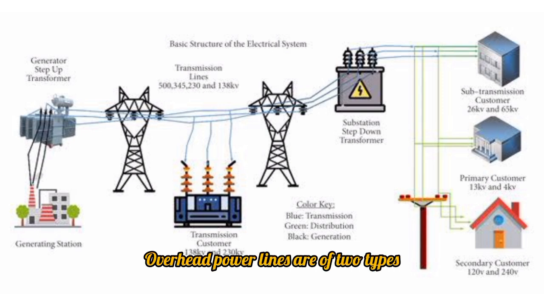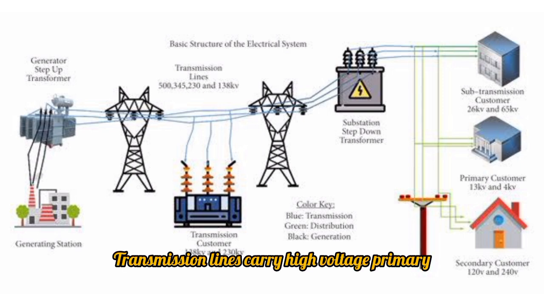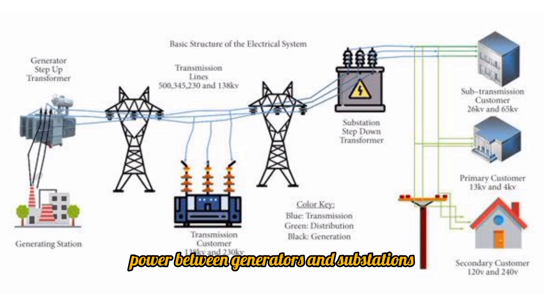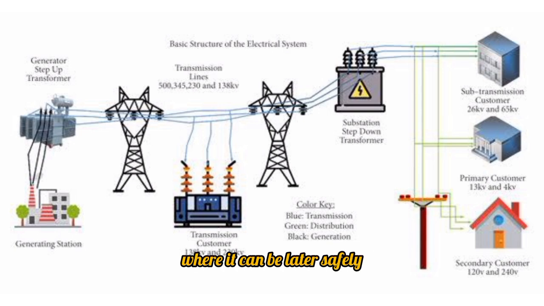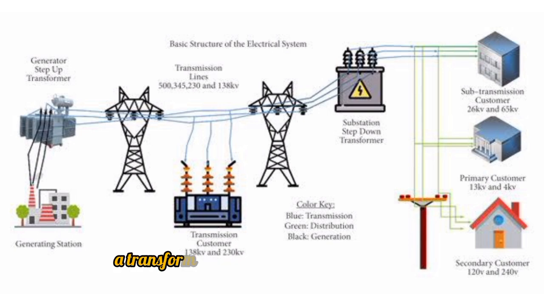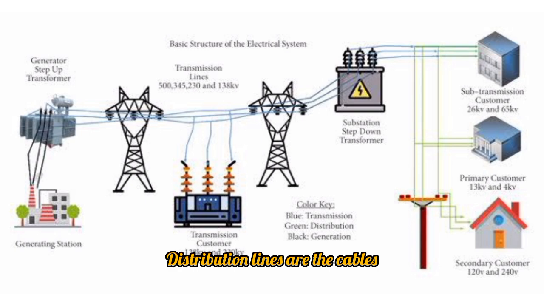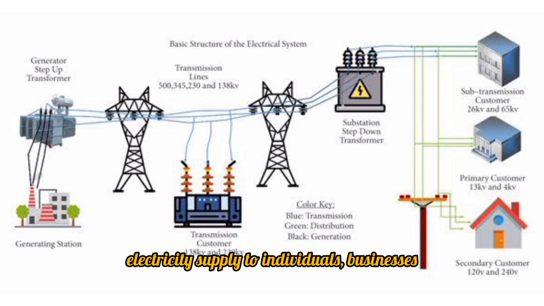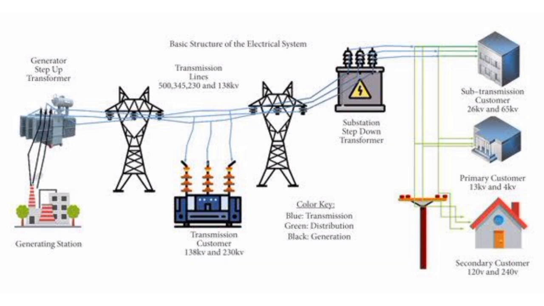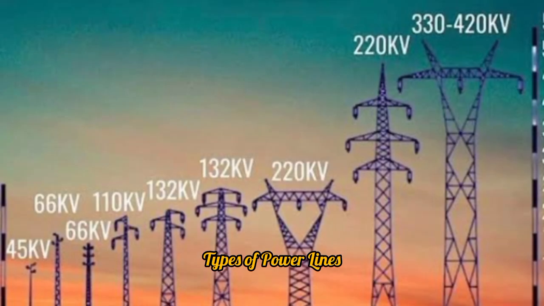Overhead power lines are of two types: transmission lines and distribution lines. Transmission lines carry high-voltage primary power between generators and substations, where it can later be safely stepped down to a lower voltage level using a transformer before being distributed publicly. Distribution lines are the cables that then carry this decreased secondary electricity supply to individuals, businesses, and other premises for everyday use.